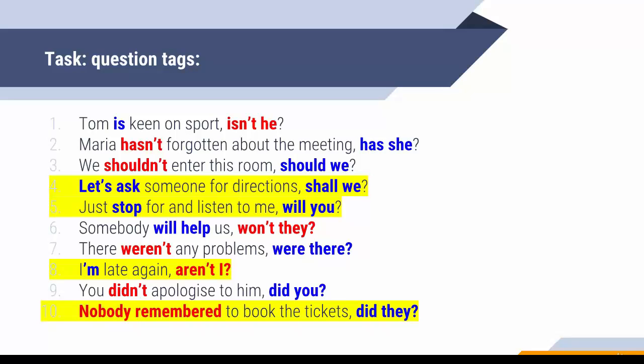Just stop for a minute and listen to me, will you? Again, be careful, just stop. So here you're giving a command, and when you give a command, you need to form the question tag this way. You need future simple. Somebody will help us, won't they? Will help, positive. Won't they, negative. There weren't any problems, were there? There weren't, negative. Were there, positive.